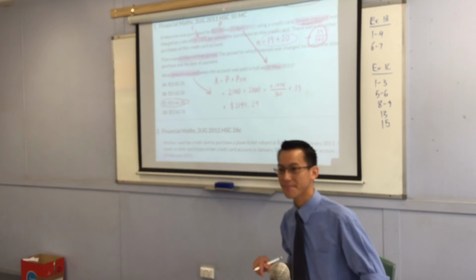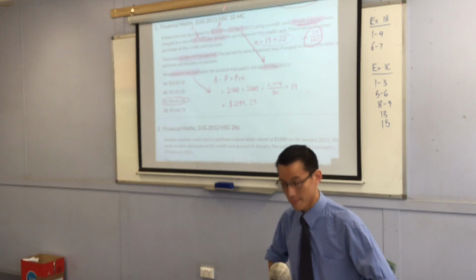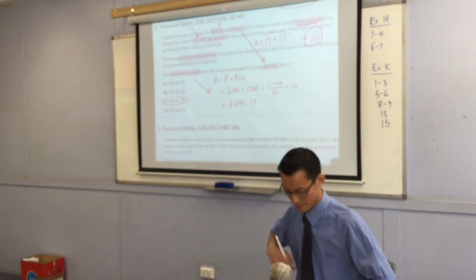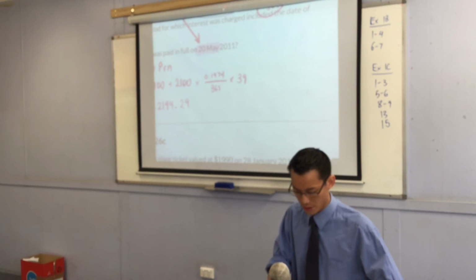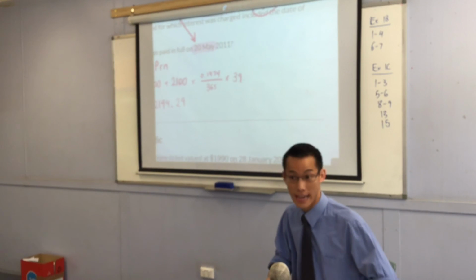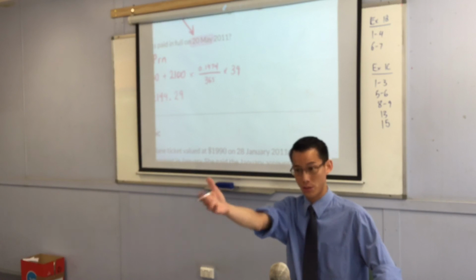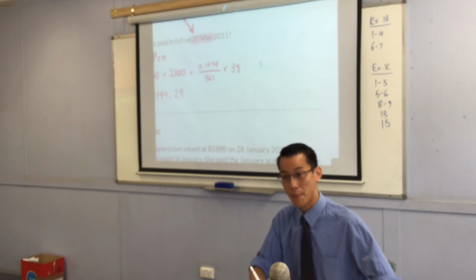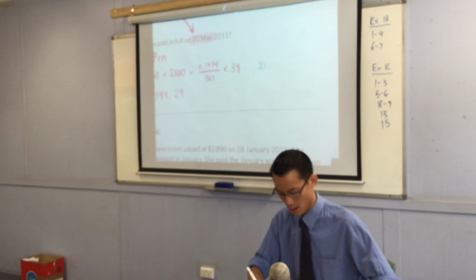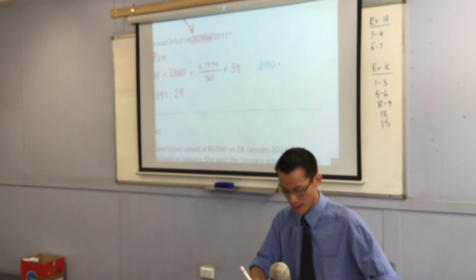Question. So why wouldn't you put 39 over 365? Okay. Yeah, that's a great question. So the answer is I can if I want to. Let's consider what I would do if I were to write it like that. I'm going to write PRN all over again, right? Here's P, the principal. Here's the rate.